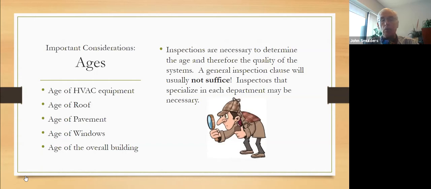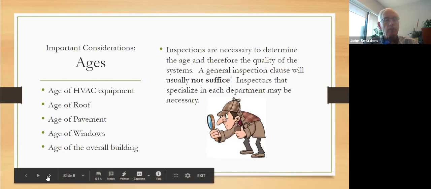HVAC equipment, how old is it? How good a condition is it in? Does it have to be replaced? And then, of course, pavement outside would have to be dealt with as well, for sure. And you just have to consider all that in the age of the overall building. And so you need inspectors for all of this stuff. You can't just get one general inspector unless, like I said, it's a relatively small unit. Maybe they can do it for you. Okay. You want to get professionals in this.